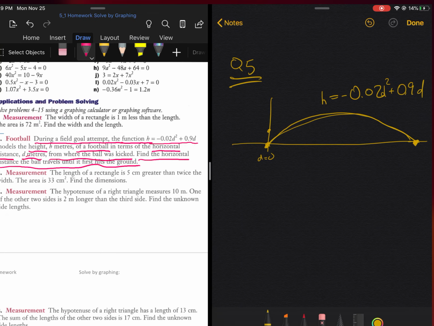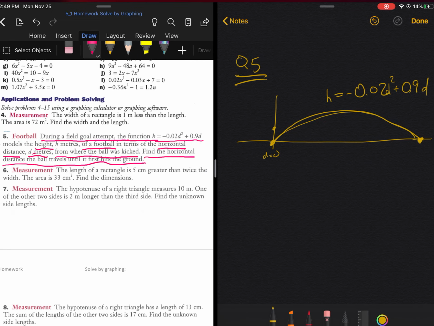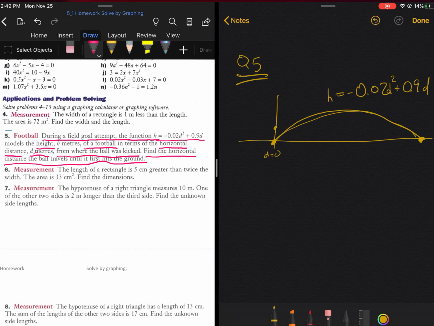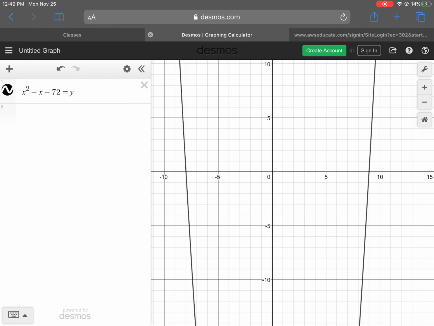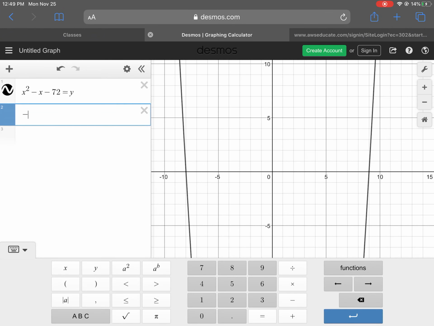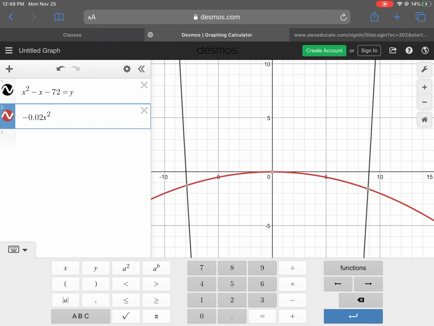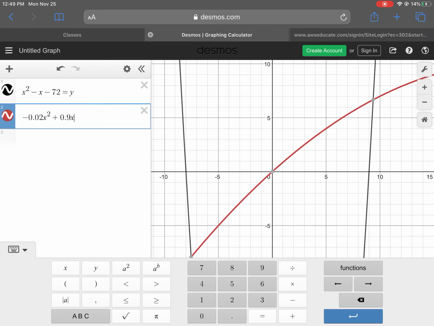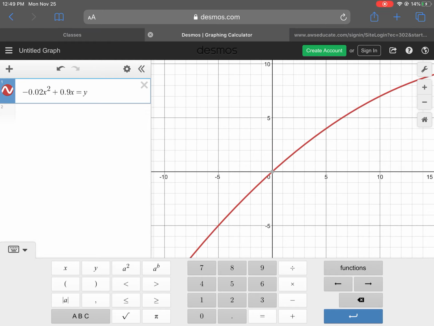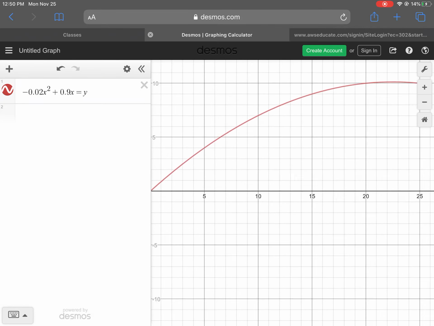Let's use a calculator, because I don't want to graph that without a calculator, to be very honest. All right, minus 0.02x squared, let's just call it x, even though it's d squared, plus 0.9x, equals y, even though it does it automatically. Let's get rid of that.